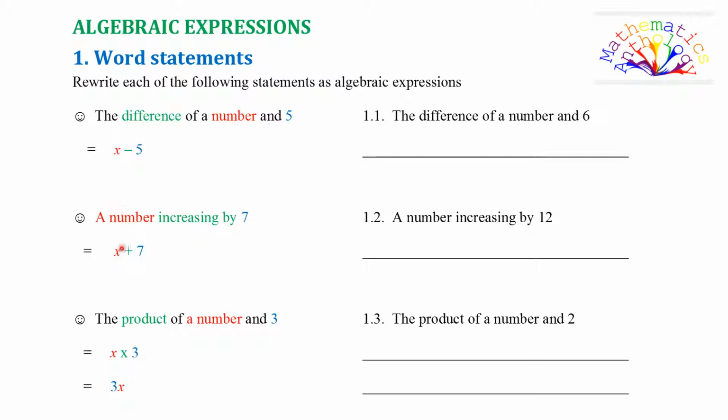The next one, a number increasing by 7. A number can be represented by x. Increasing will be represented by a positive sign here, or plus sign, and our value is 7. So a number increasing by 7 can be represented as x plus 7. The next one, the product of a number and 3. Product means multiplication, a number represented by x, and 3 our value given. So the product of a number and 3 can be rewritten as x times 3 or simplified to 3x.